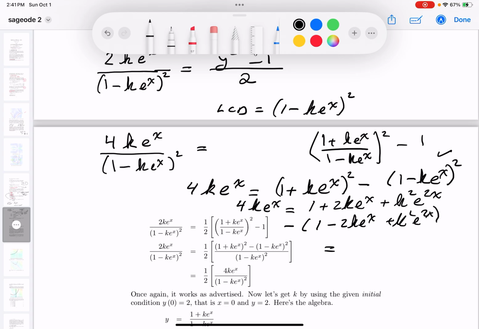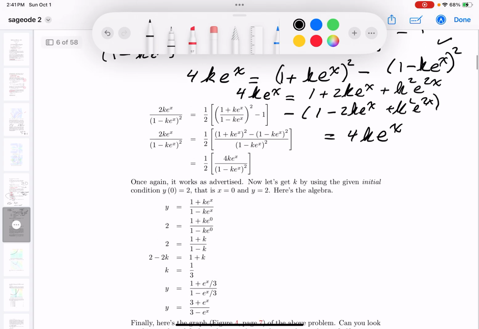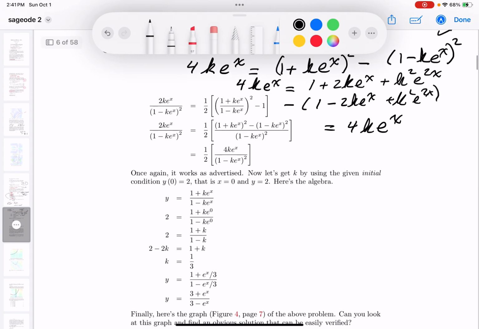Well, if you pull them all together, what do you get? The 1's disappear, you get 4k e to the x, and the k squared e to the 2x is minus k squared e to the 2x, which disappears. So it's true, all right? So I'm going to say it worked as advertised. It really did work, all right?